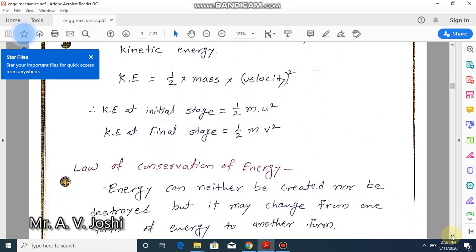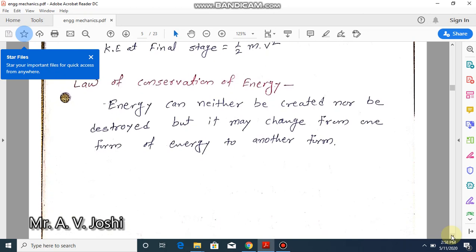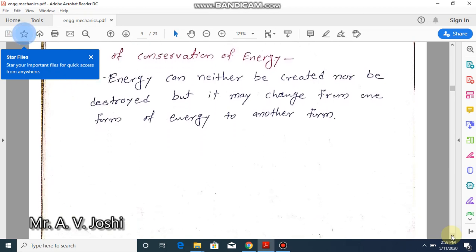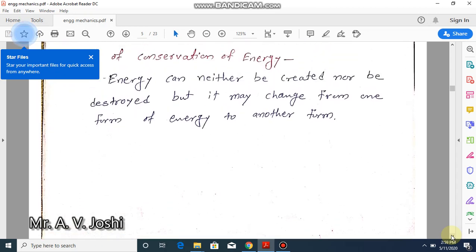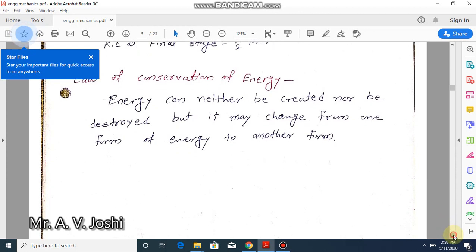So, the law of conservation of energy. Energy can neither be created nor destroyed, but it may be changed from one form of energy to another form. So this is the law of conservation of energy. I repeat this sentence: energy can neither be created nor destroyed, but it may change from one form of energy to another form of energy.